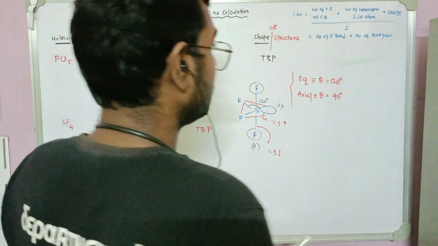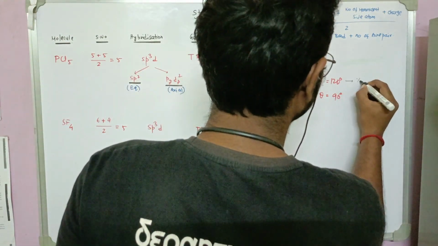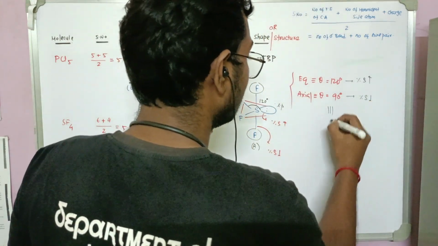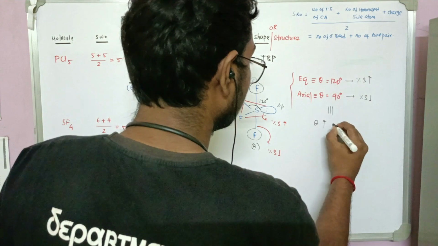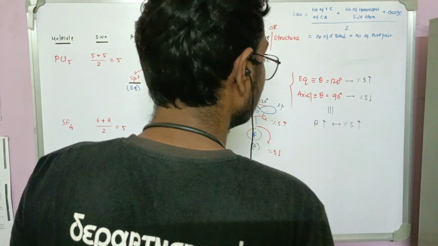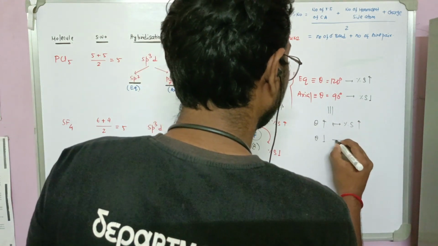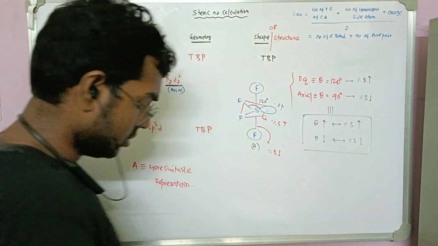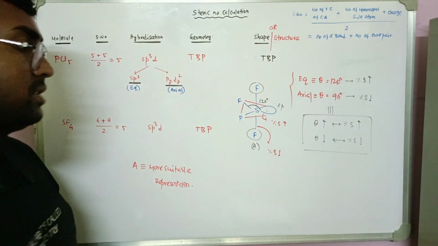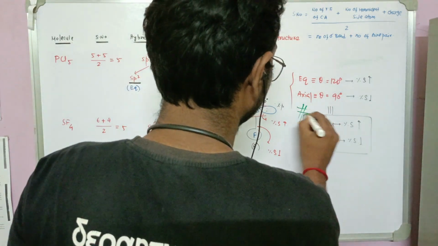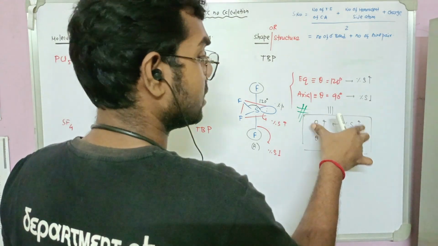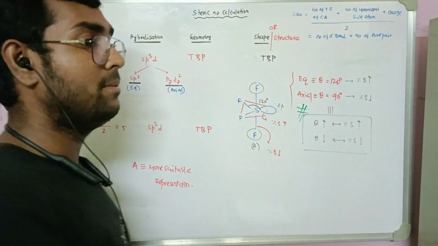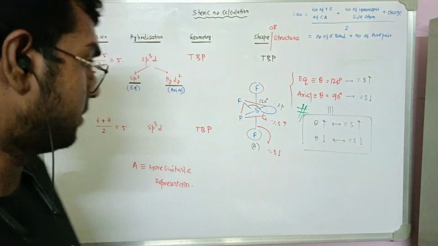And we know that the equatorial position is percentage S rich, and the axial position is percentage S deficient. So we can make a general conclusion that if theta increases, the percentage S also increases, and vice versa. If theta decreases, the percentage S will also decrease. So this is a generalized conclusion, and it will be helpful in other shape representations. So we have to remember this one. If theta gets increased, percentage S will get increased in such kind of hybridization. If theta is decreasing, then the hybridized orbitals will be percentage S deficient.